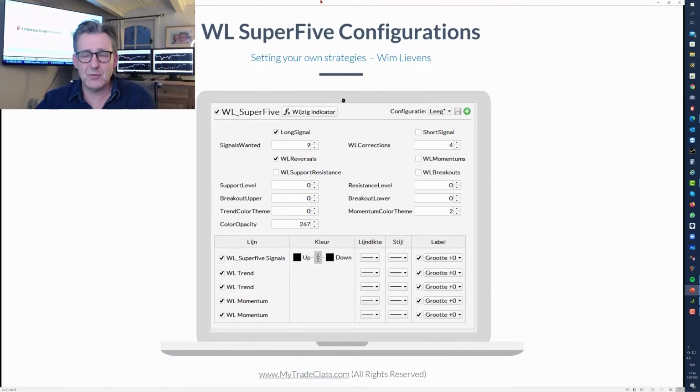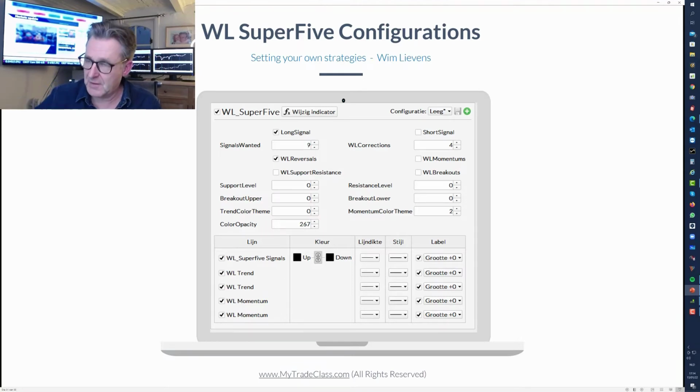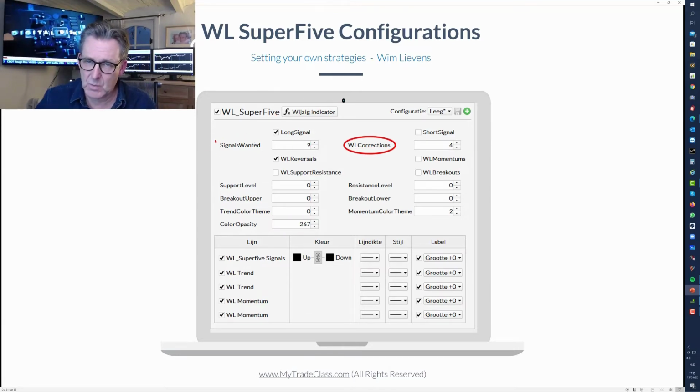Now, how do we set this in ProRealTime? You have these configurations. You just open the SuperFive indicator, and what you see here on the top here, signals wanted. Well, it just goes to corrections, but I just want to go here, signals wanted.